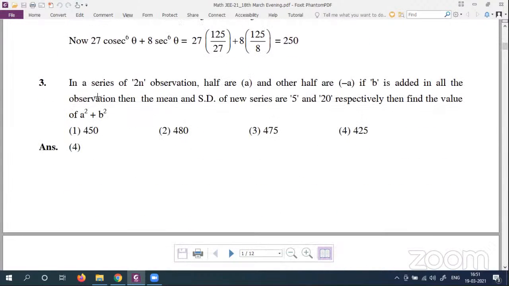See the next one. In a series of 2n observations, half of them are A, and the other half are minus A. If B is added in all the observations, then the mean and standard deviation of the new series are 5 and 20. Then find the value of A square plus B square. This is what we need to solve.